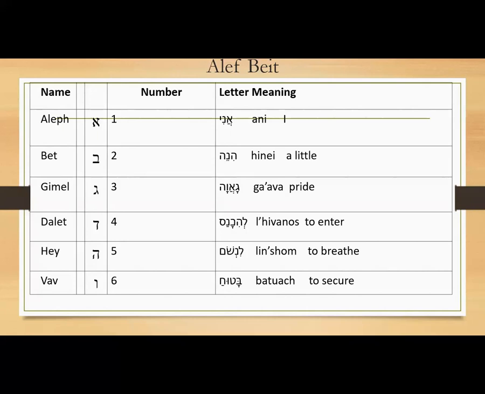Bet, there is our B. If it has a dot in it, then it is the B, and without it, it is the V. And its value is 2. But as I said to you before, the values aren't too important. You use them when you are making notes and you want to say paragraph 2, then you put bet, and that will be your paragraph 2. Now, the word here is, who would like to read that?